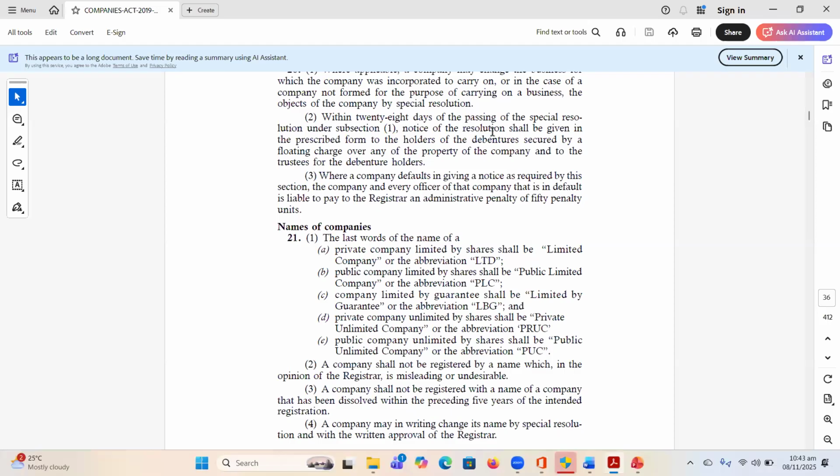Now let's move on to subsection 2. Okay, so we are told that a company shall not be registered by a name which, in the opinion of the registrar, is misleading or undesirable. So if you want to have a name for your company, you have all the freedom to do that. But at the end of the day, the Registrar of Companies has the statutory mandate to make a determination as to whether the name that you have proposed is desirable or not misleading.